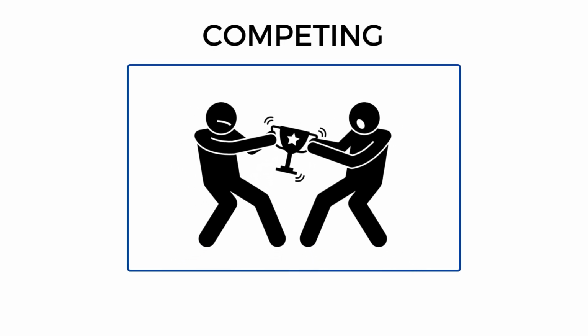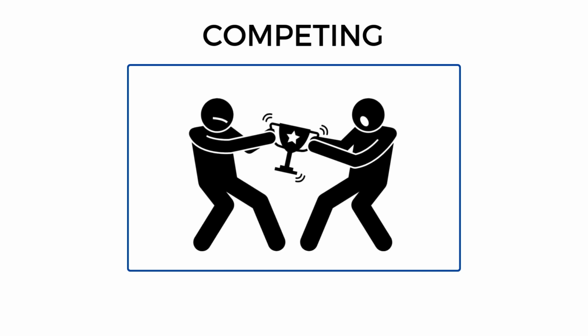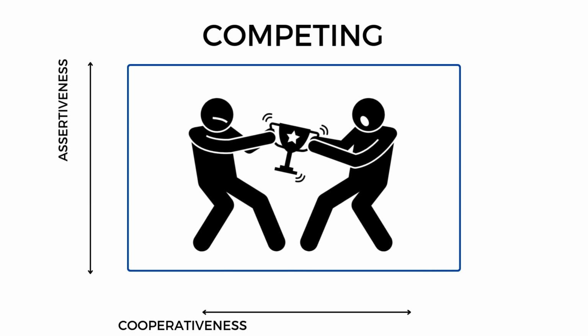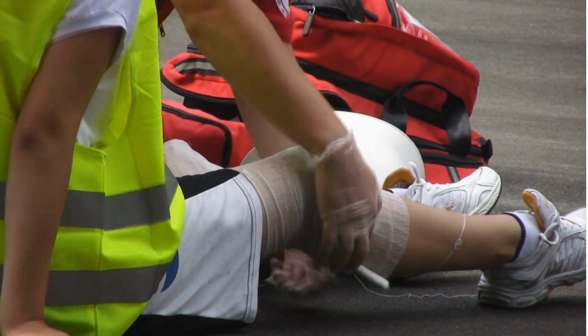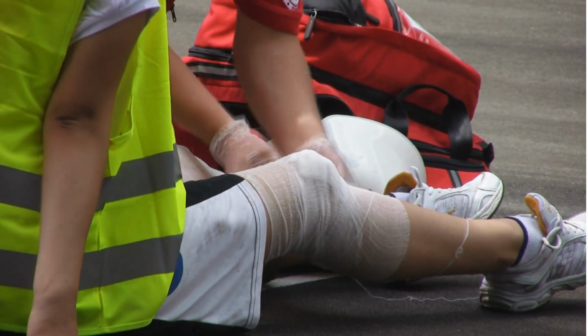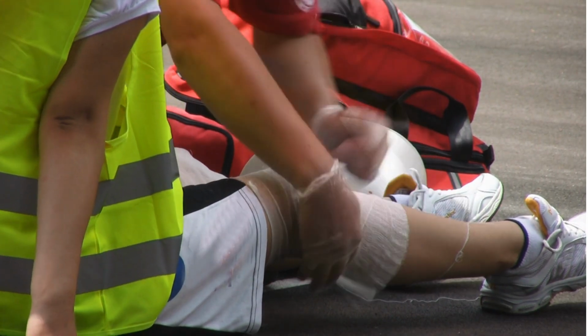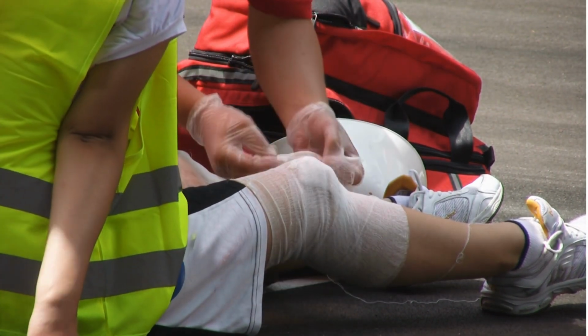Competing. Competing is another strategy that, while not often suited for school or work conflicts, can be used in some situations. This conflict style is for scenarios in which you place high importance on your goal and low importance on your relationships with others. It's high in assertiveness and low in cooperation.